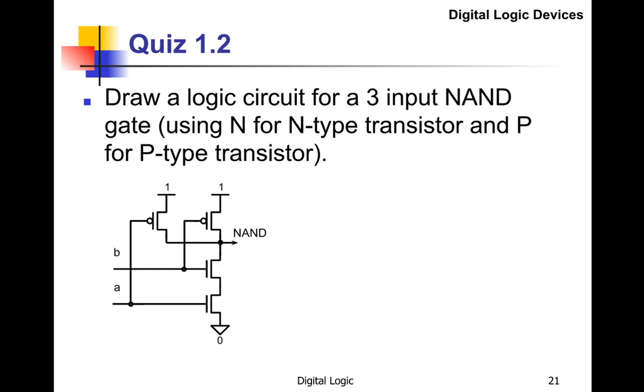Okay, so here's a quiz for you. See if you can extend this circuit to be a 3-input NAND gate if you had A, B, and C coming in the inputs. I'll let you think about that. If you want to, of course, you can look at the slides available on the wiki.